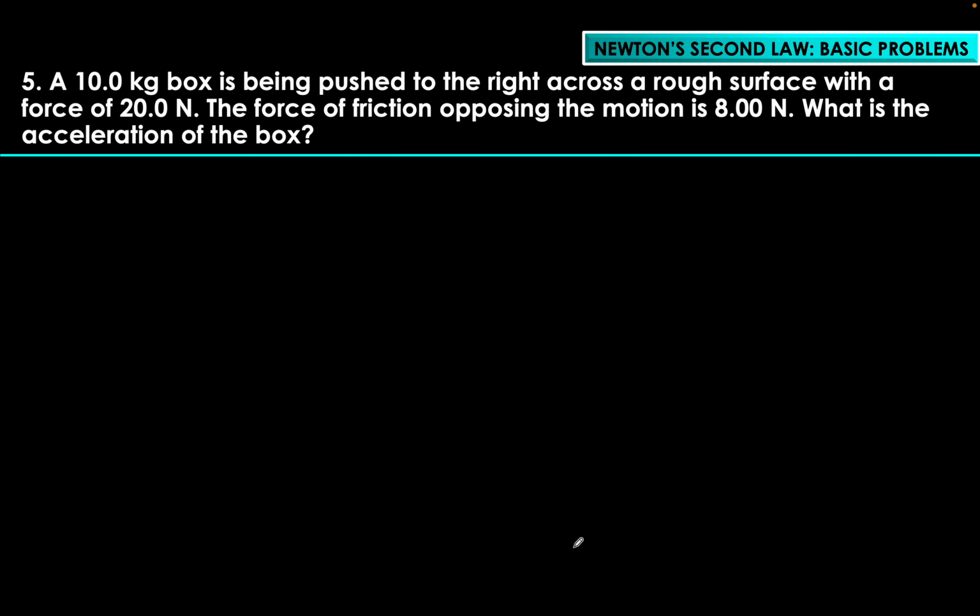Let's move to item number 5. A 10.0 kilogram box is being pushed to the right across a rough surface with a force of 20.0 newtons. The force of friction opposing the motion is 8.00 newtons. What is the acceleration of the box?